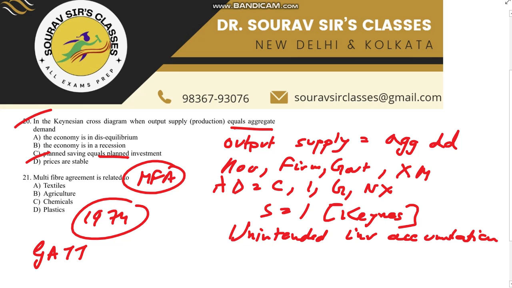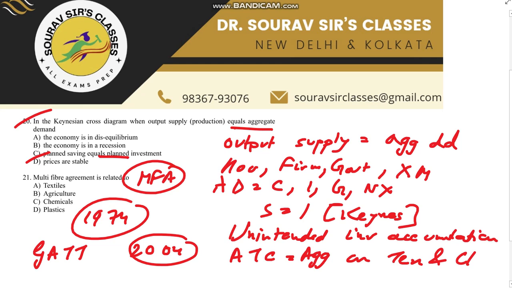So the MFA was in place until 2004, but then it was replaced by the ATC, that is the Agreement on Textile and Clothing, under the WTO. So here the answer will be A. So the correct answer: the Multi-Fibre Arrangement was related to the trade of textile and clothing.